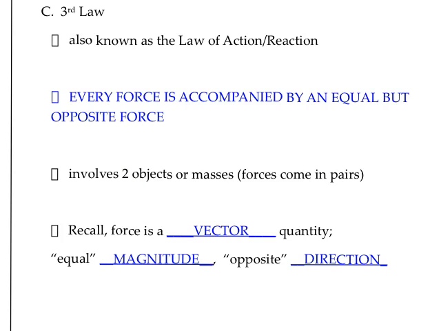Newton's third law. Sometimes this one is also called the law of action-reaction. And the law is stated, every force is accompanied by an equal but opposite force. So remember that force is a vector quantity, so when we say an equal but opposite force, equal refers to the magnitude or the size of the force, and then opposite refers to the direction.